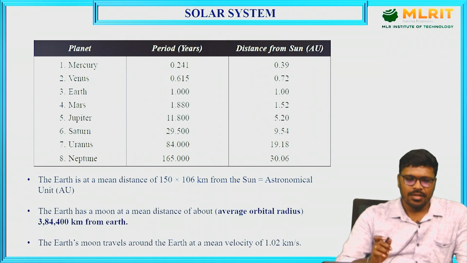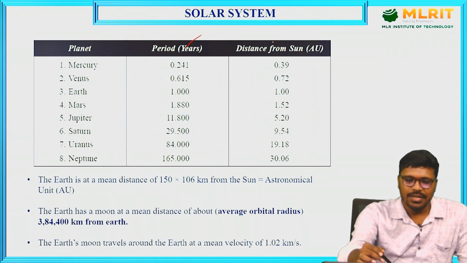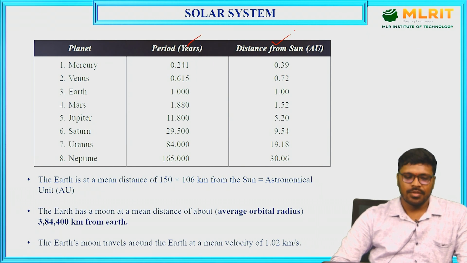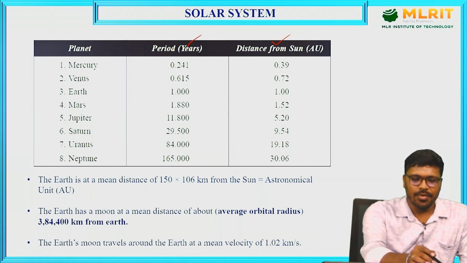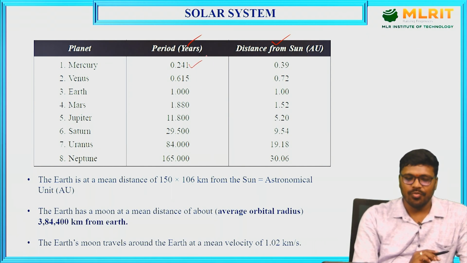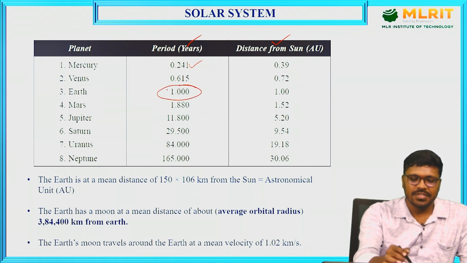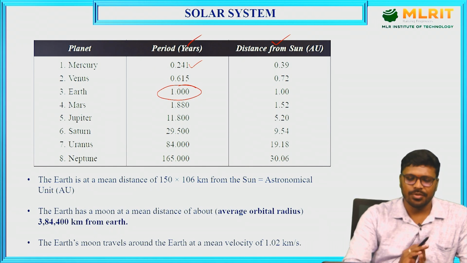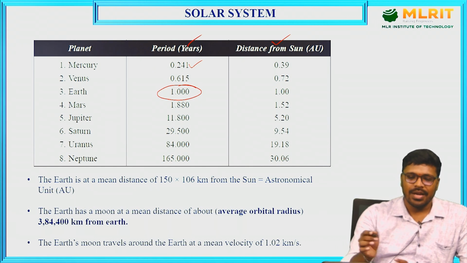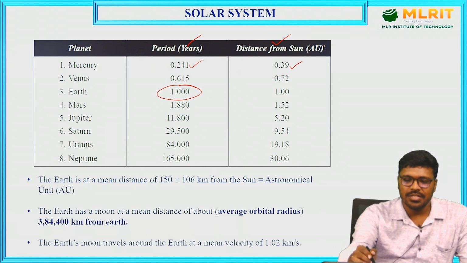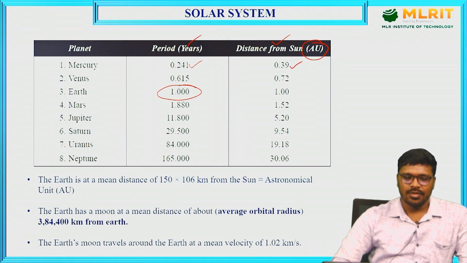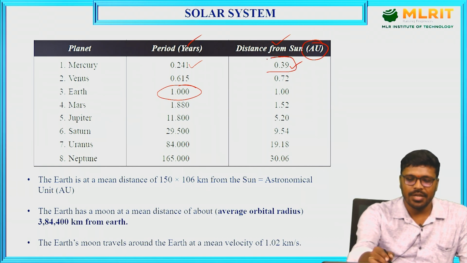Next, time periods and distances from the sun. Mercury has a period of around 0.241 years. What is a year? A year consists of 365 days, according to the Earth's rotational speed. And the distance is 0.39 astronomical unit. Mercury is at a distance of 0.39 astronomical unit.